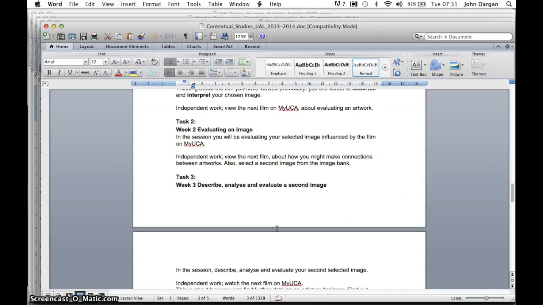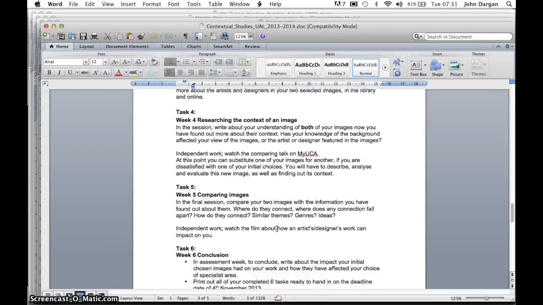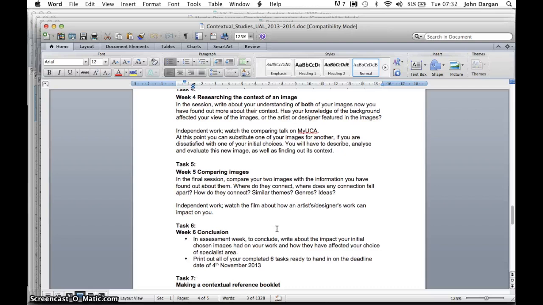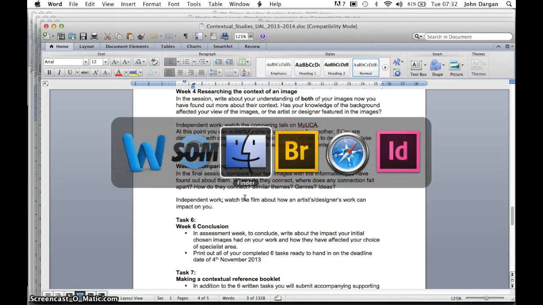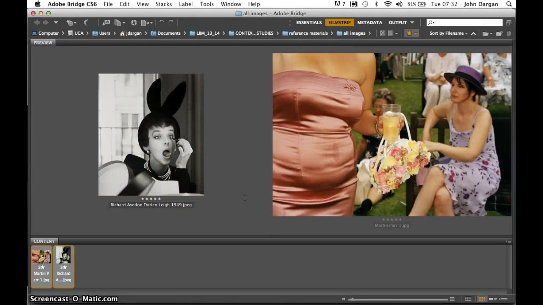If we go to the task that's currently on offer, it's task 5, comparing images. Now, the standard format for the essay within art and design is this idea of comparing images. So I'm just going to have a look at these two images here in the image bank, both photographs.